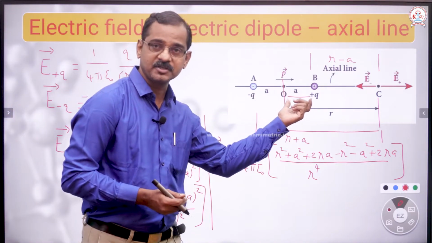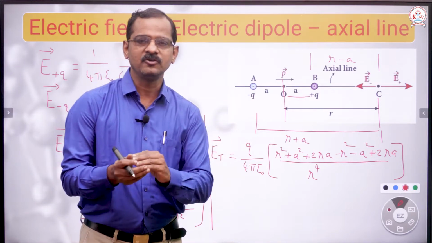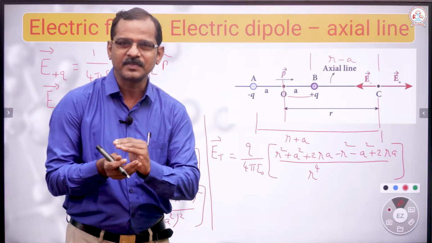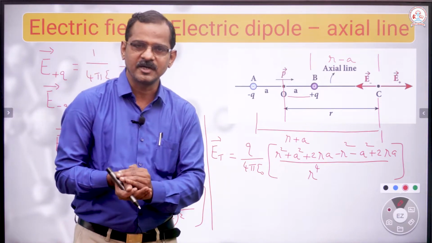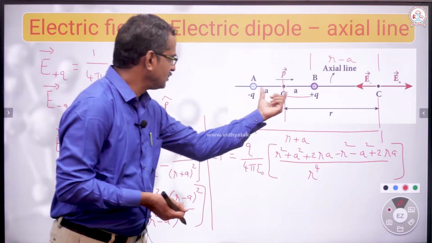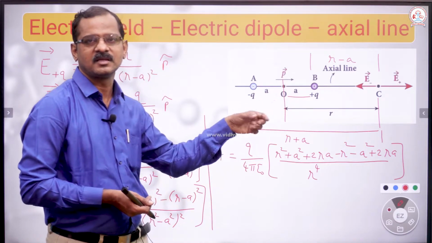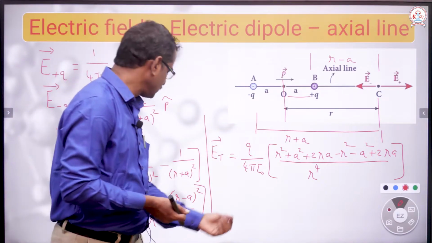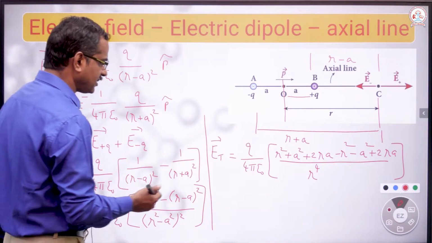As per the definition of electric dipole, two equal and opposite charges separated by a small distance constitute an electric dipole. So the distance between the two charges itself is very small, 2A is very small, then A is very small. Actually we are subtracting, isn't it? So for calculation convenience, we just omit that.